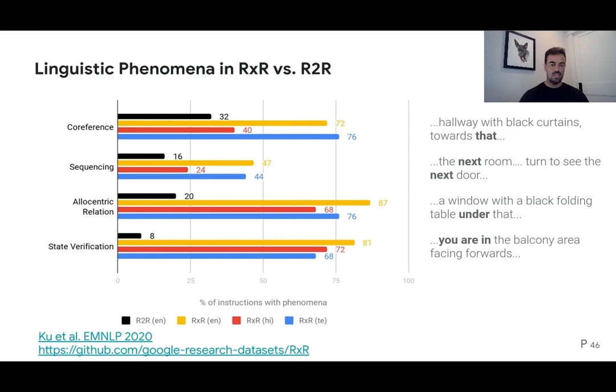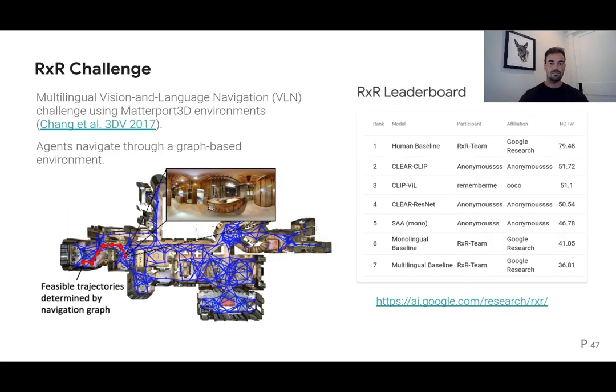And there's this interesting and fairly new phenomenon for these data sets, which we call state verification, where the annotators will frequently describe nothing more than what you should see at this point, and that can be used to verify that the instruction has been followed correctly so far.